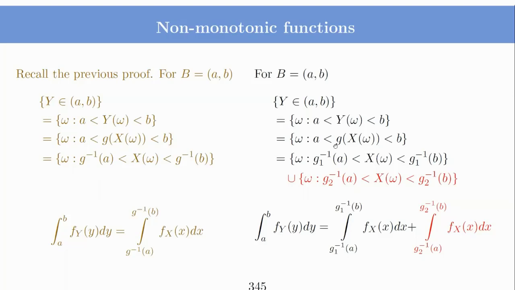Here, if you look at this step, where omega says that g(X(omega)) is between A and B, this will not be just equal to this, but it will give you two different events. One is the set of omega where X(omega) is between the first root, so X(omega) is between g1 inverse A and g1 inverse B, if it is monotonically increasing. If it is decreasing, they will be the other way around. Similarly, for the second root, X(omega) will be between these, and again, if it's monotonically decreasing, this will be the other way.